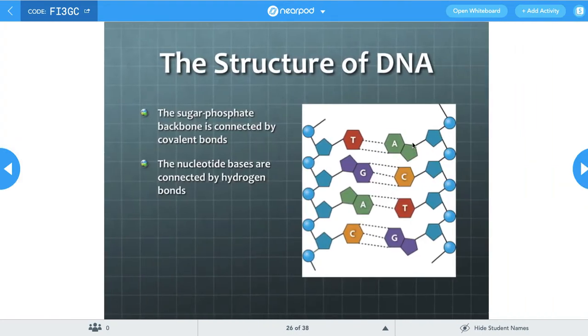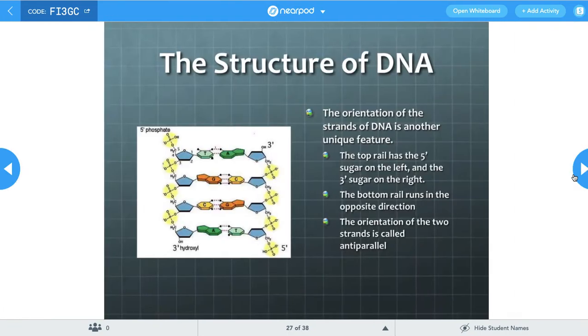From that, we came to the conclusion that we have a backbone and rungs of a ladder. The backbone is made up of sugar and phosphate and is connected by covalent bonds, which is here. And the nucleotide bases, in this case the A and the T, are connected by hydrogen bonds. A and T have 2, G and C have 3. Hydrogen bonds are very weak and can be separated very easily, while covalent bonds are very strong and harder to pull apart.